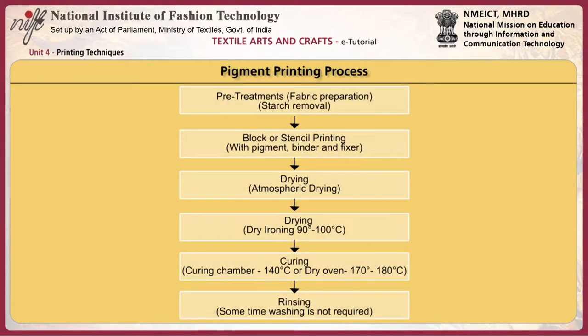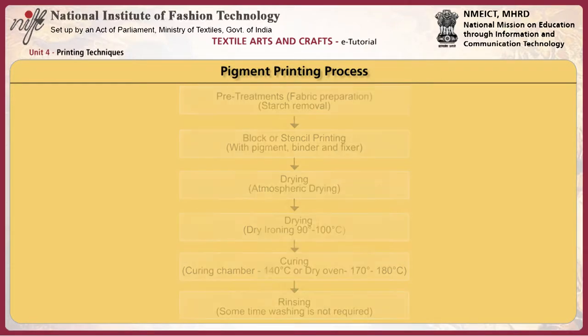The pigment printing process consists of 6 steps. These are displayed here. We will look at each step in detail. The pigment printing process consists of pre-treatments, followed by block or stencil printing, followed by drying, then further drying, followed by curing, and rinsing, which is the last step.